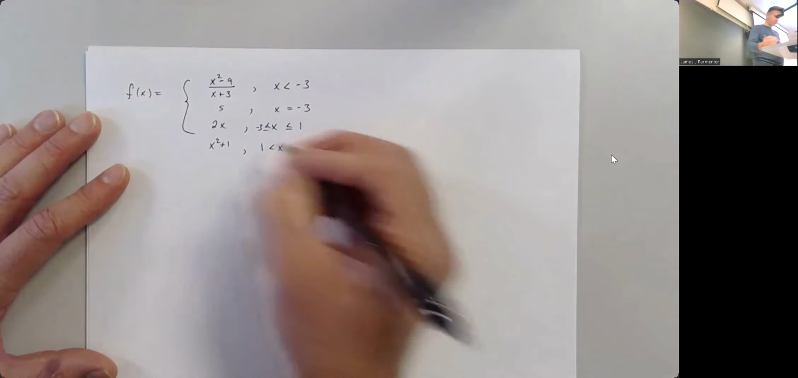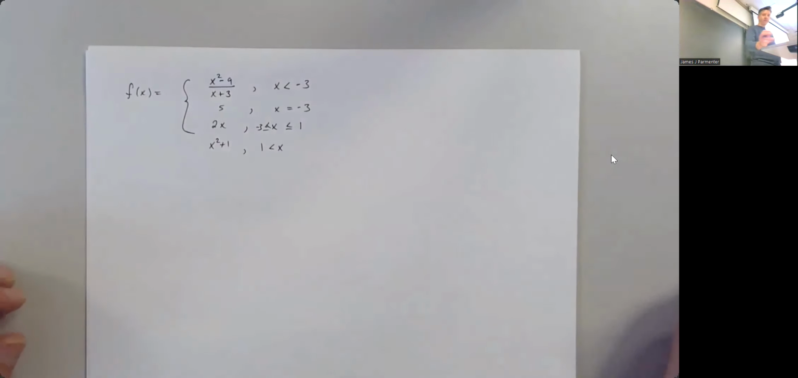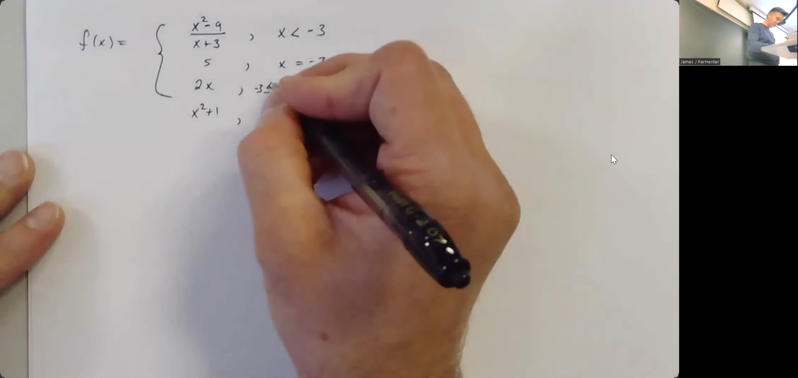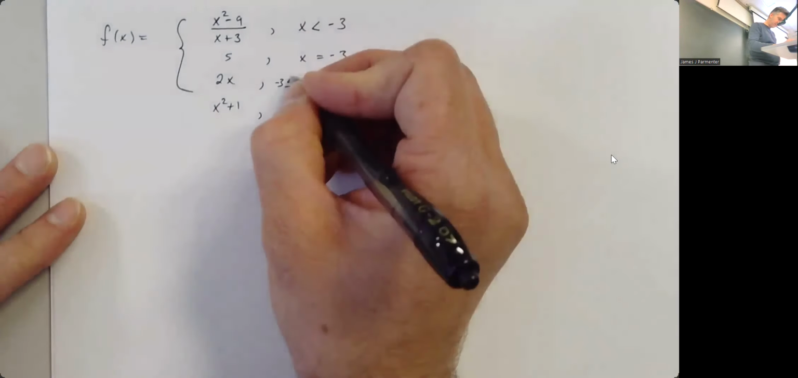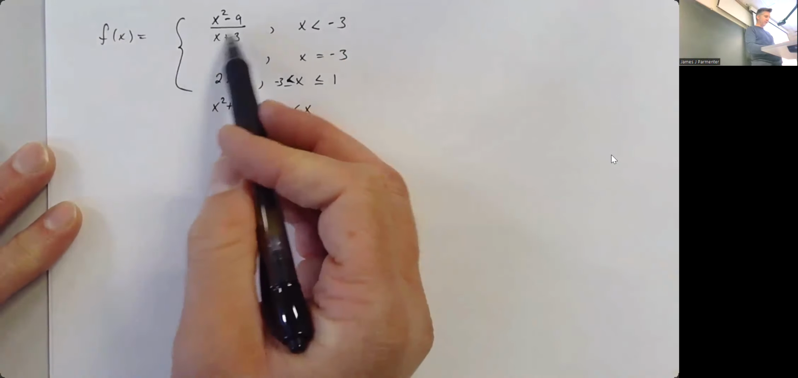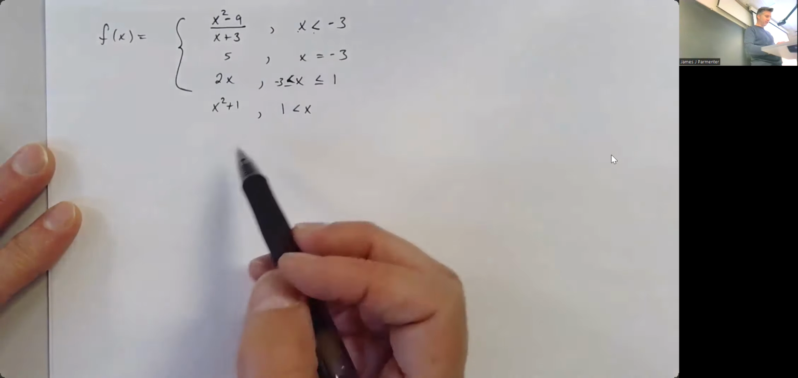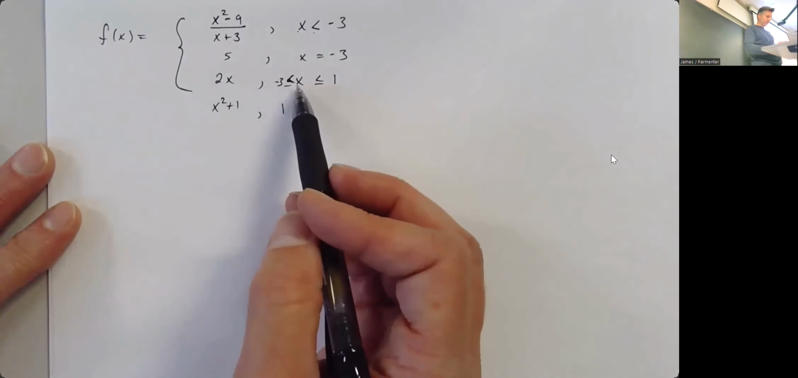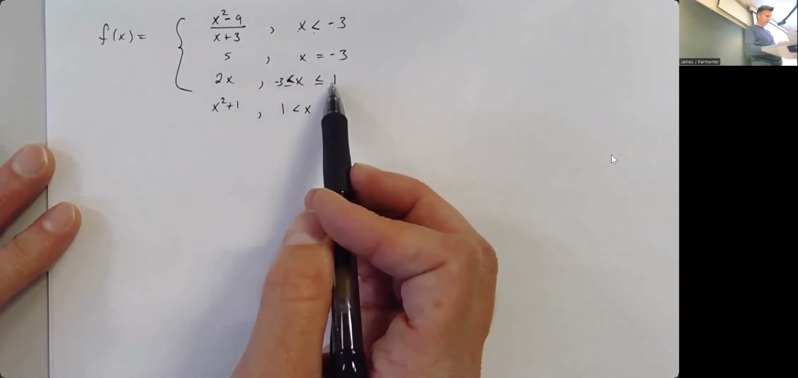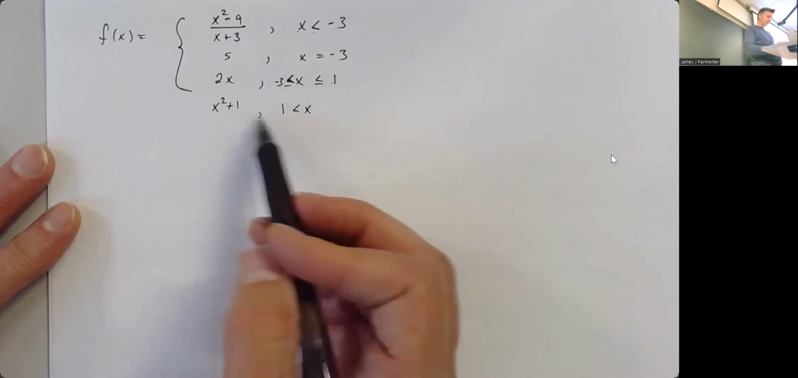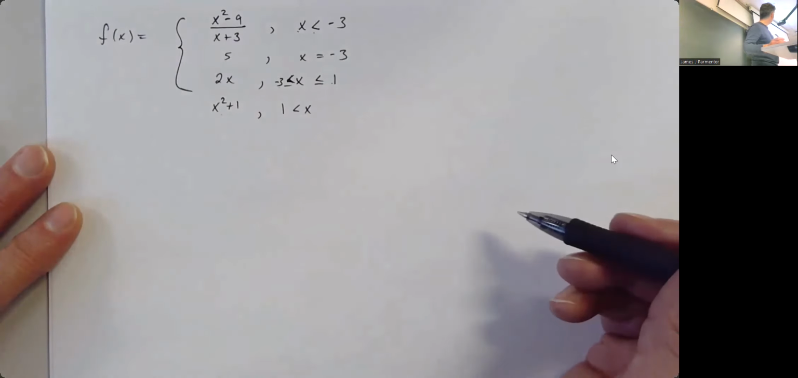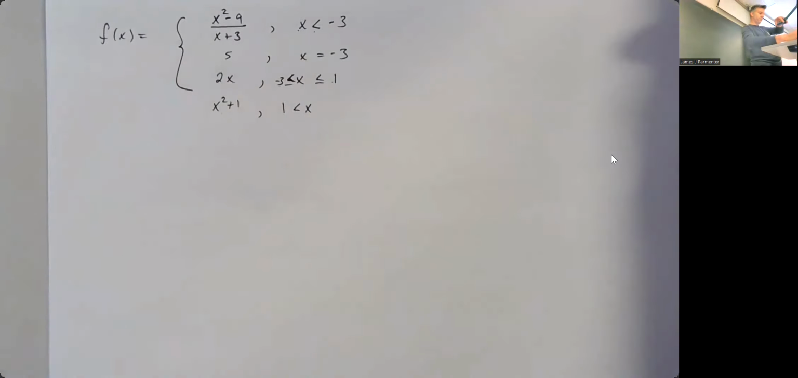It's kind of a lot, but let me zoom in a little bit so we can see a little better. So again, x squared minus 9 over x plus 3 when x is less than -3, 5 when x is equal to -3, 2x when x is between -3 and +1, and finally x squared plus 1 when x is larger than 1. Cool.